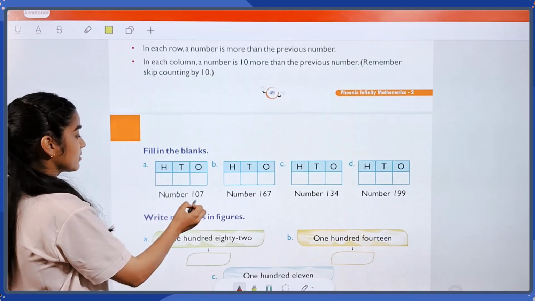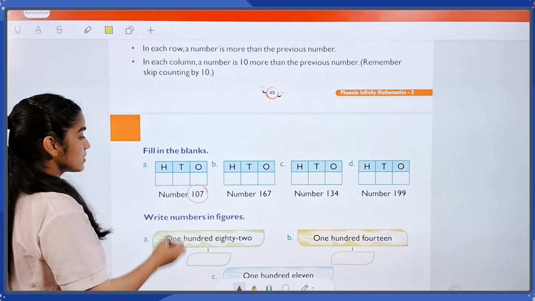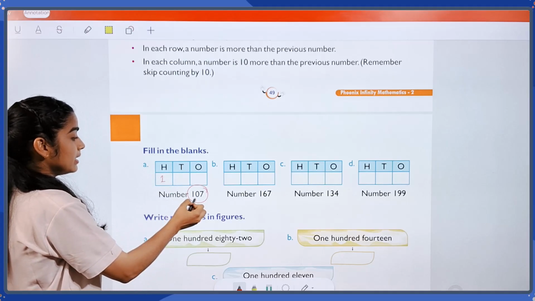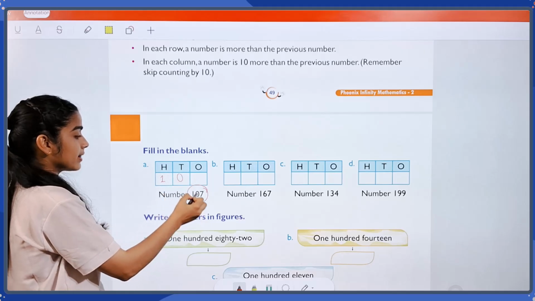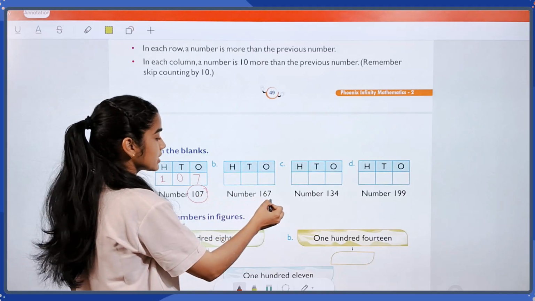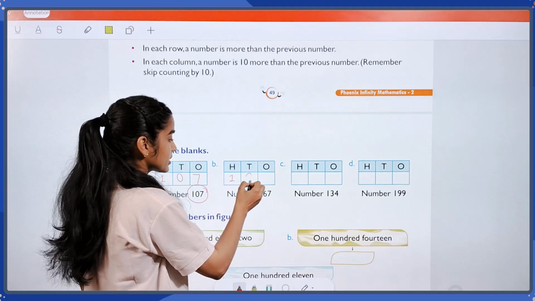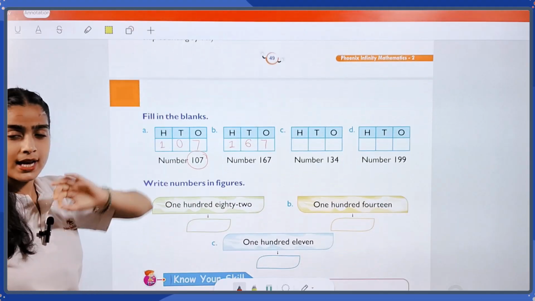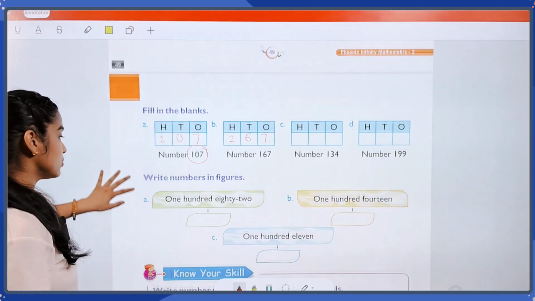Now filling the blanks, we have 107. So first we write 100: 1 in the hundreds, then 0 at tens, and then 7 at the ones. So 107. Next we have 167. This is the right way. You can also do as I do in the rest of the two questions.